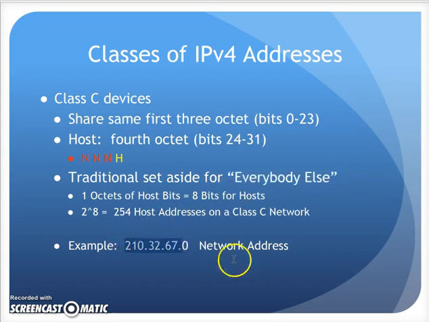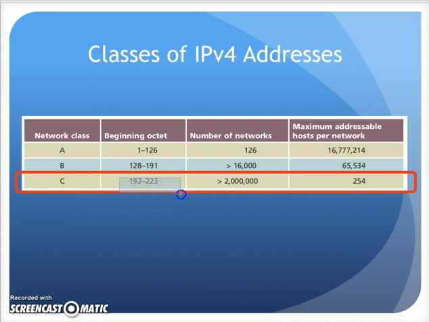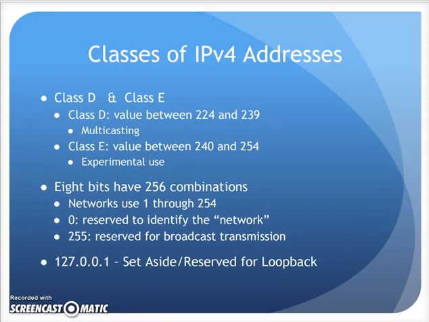Here would be a sample Class C network number, 210.32.67.0. Class C addresses first octet, 192 to 223. Again, make sure you know these first octets. As you look at an address, that is your clue as to what you're working with, Class A, B, or C. That's your clue. Important.